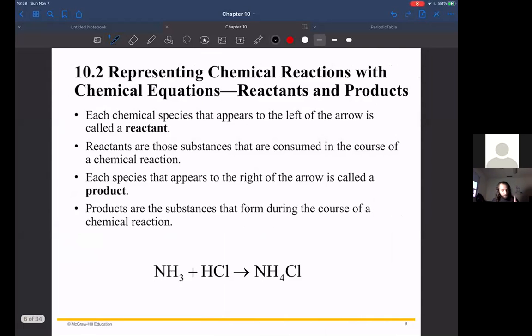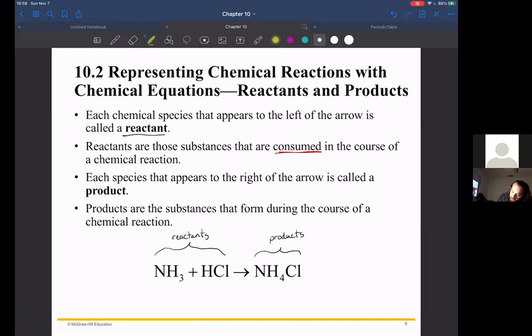We call everything on the left-hand side of a chemical equation the reactants. So these would be reactants. And everything on the right-hand side of the chemical equation are the products of the reaction. So our reactants are ammonia and hydrochloric acid. Reactants are always consumed in a chemical reaction.